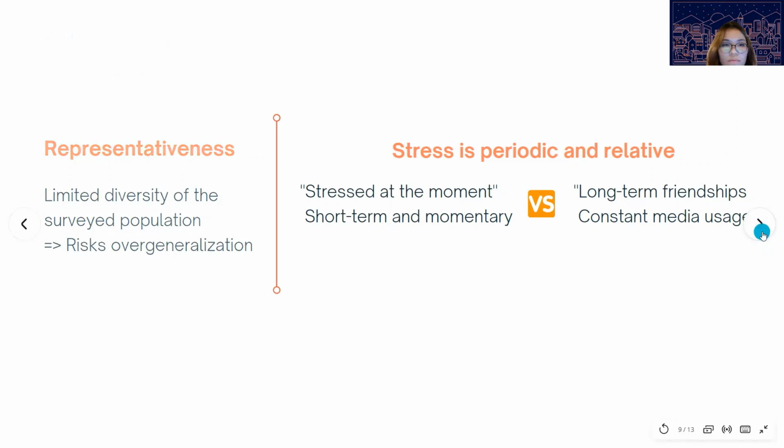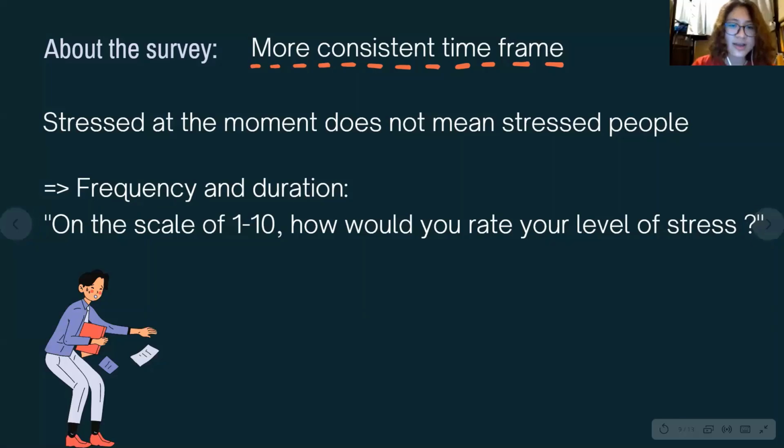The survey partly addresses the research question. It manages to capture the core idea of the course, the study time frame, and the level of stress. However, the data collected is stress at the moment. It cannot cover the duration and the frequency of stress, and it does not necessarily mean stressed people. The hypothesis asserts that stress only indicates short-term pressure, while relationships and social media are long-term and have repetition.